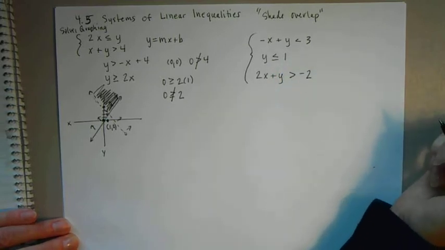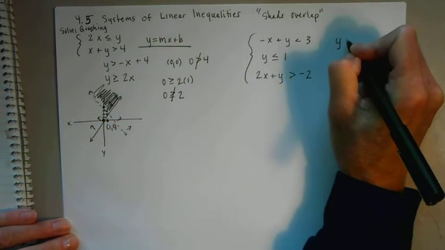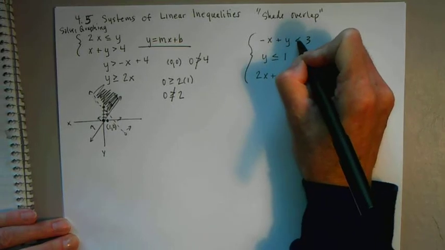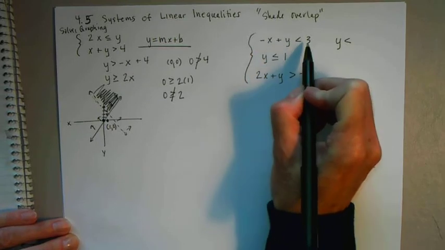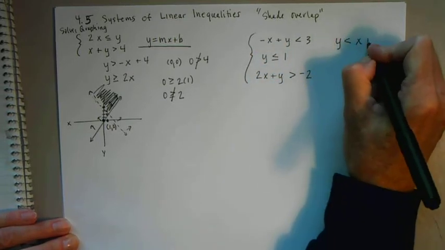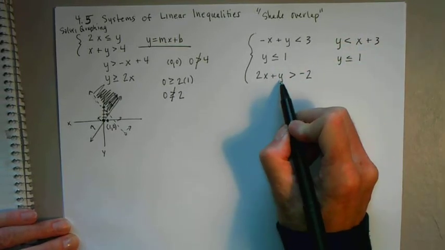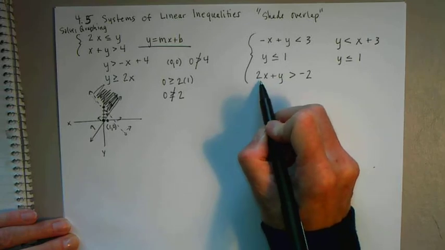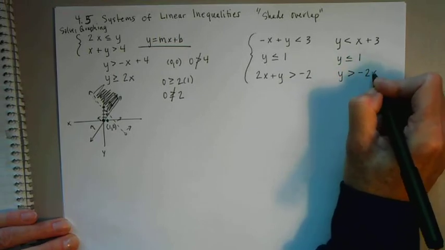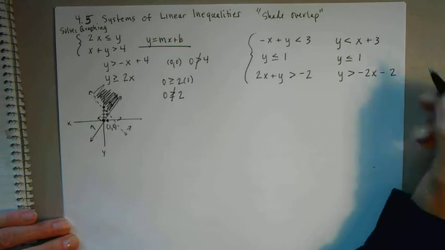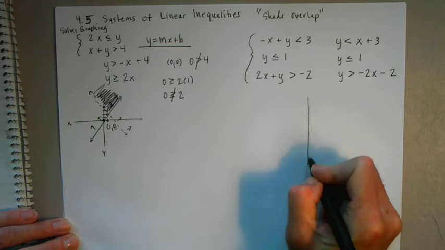So, once again, to graph these, I'm going to put them in mx plus b form. So I'm going to solve for y. And remember that you only have to flip the arrow if you multiply or divide by a negative. So right here, I'm going to add x to both sides. So that's not multiplying or dividing. And then I'll just copy the middle equation down without changing it. And then right here, to get this y alone, we need to subtract 2x from both sides. So again, that won't flip my arrow, and I have negative 2x now minus 2. So those are my 3 equations in mx plus b form, so they're easy to graph.